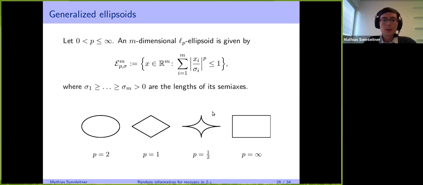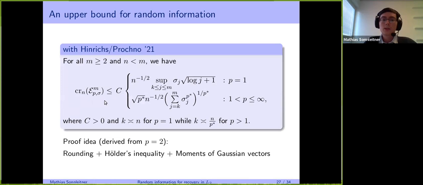So for these Lp ellipsoids, we have the following upper bound for the random Gelfand widths. We have it in terms of the semi-axes here, so not in terms of the Gelfand widths. But let's write it down. So the random Gelfand widths are bounded by n to the minus 1 over 2. And if p equals 1, we have such a supremum here. And if p is between 1 and infinity, we have again such a tail, where if we set now p equals 2, we arrive at the bound from before, where the k is proportional to n if p is equal to 1, and it's asymptotically n over p star for p larger than 1, where p star here is the Hölder conjugate of p.